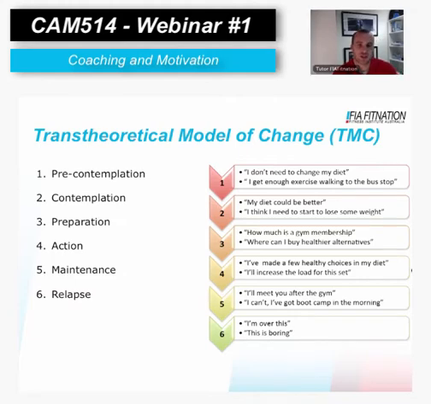Once you've got through that contemplation part, they then start to prepare for making the change. For you guys as the trainers, what this might involve is you setting up their diet plan. It might involve you writing the exercise plan.